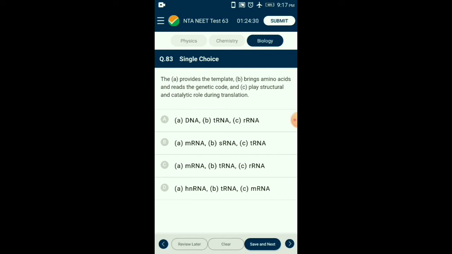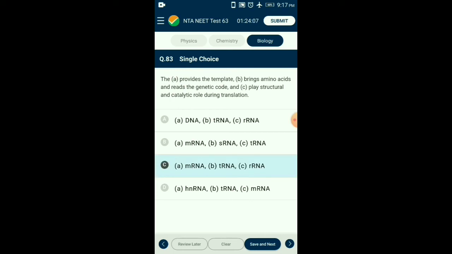A ribosome is a complex macromolecule composed of structural and catalytic RNAs, ribosomal RNAs, and many distinct polypeptides. In eukaryotes, the synthesis and assembly of ribosomal RNAs occurs in the nucleolus. So the answer for this question is option C.